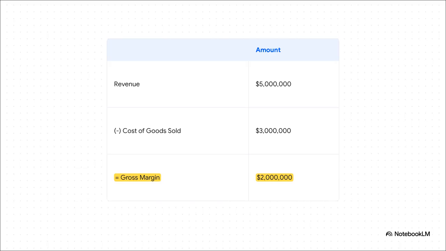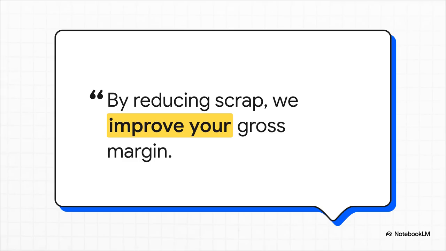And look, the math here is pretty simple. You take that top-line revenue, you pull out the cost of goods sold, and boom, you have your gross margin. This is the money they have left to pay for everything else. Marketing, salaries, R&D, you name it. And that margin? It's absolutely crucial for a healthy business. So here's your magic phrase. You're not just selling a feature that reduces scrap. No way. You're selling a solution that lowers their cost of goods sold, which directly improves their gross margin.